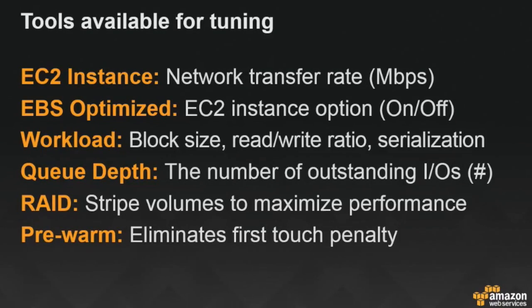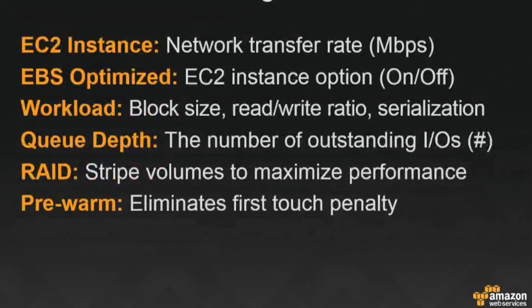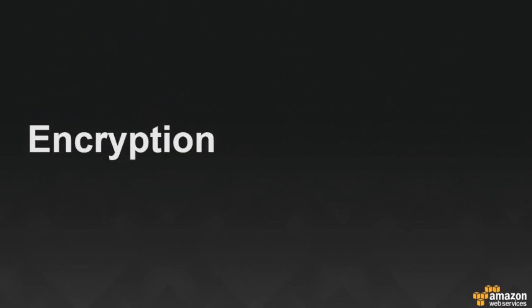The queue depth, so making sure the I/O concurrency, if you want to make sure that you're driving the lowest latency or the most throughput, make sure you understand the queue depth. You're able to use RAID if you want to get even more performance out of the volumes. And you may have to, for benchmarking, make sure you get rid of the first touch penalty before you start making numbers. So that was the performance section.